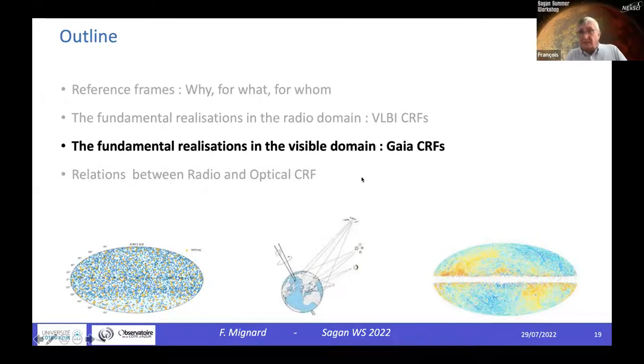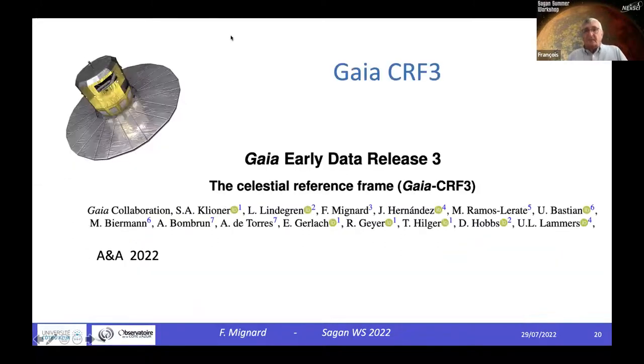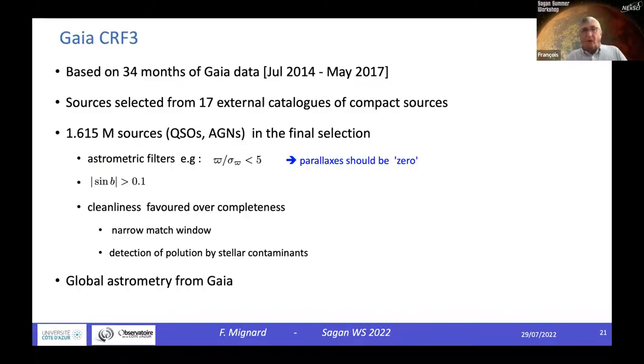Now, the realization in the visible domain, which is new, because it's the first time we have a realization of the ICRS in the visible domain with Gaia. So the paper is here. It's a paper that has been published in 2022 with the main authors Sergei Klioner, Lennart Lindegren, and myself, and then many other people of the Gaia collaboration, which describes the properties of Gaia CRF3. And there have been papers for CRF1 and CRF2 a few years before. So it is based on 34 months of Gaia data, compared to the 40 years for the largest, best observed sources in radio, from July 2014 to May 2017.